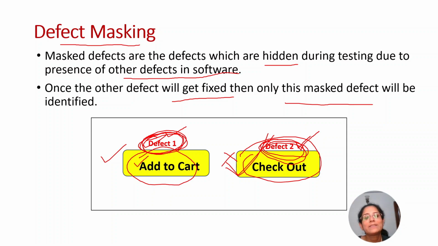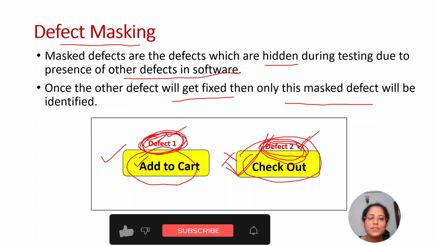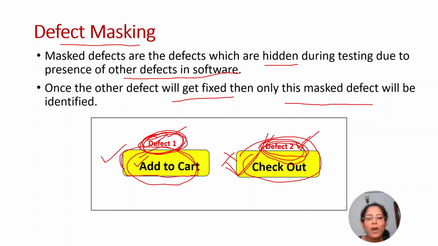This is one example of a masked defect, which you usually find in page navigation, because in this e-commerce application the add to cart is on one page and the checkout is on another page. To access the checkout page, you have to navigate from the add to cart page to the checkout page. So this is one example of defect masking in pagination functionality.